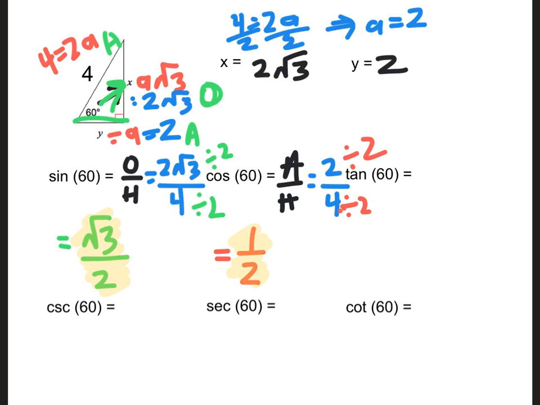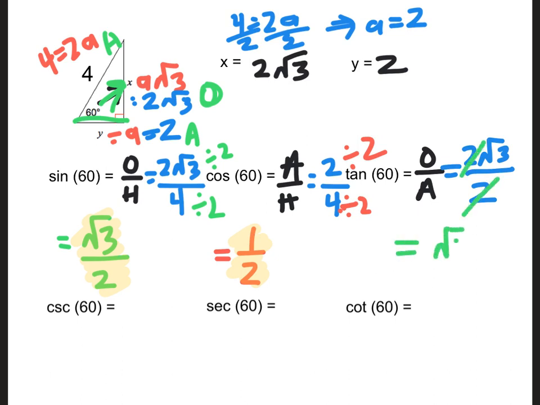And for tangent of 60, we have opposite over adjacent, o over a. My o was 2 root 3, and my adjacent was 2. And if I have 2 root 3 over 2, remember, since I have a 2 on the top, I have a 2 on the bottom, they cancel out. Our final answer will just be the square root of 3. And again, if I highlight that one, that is my answer.